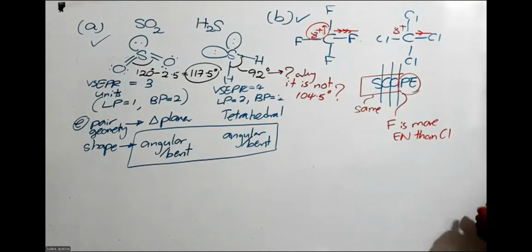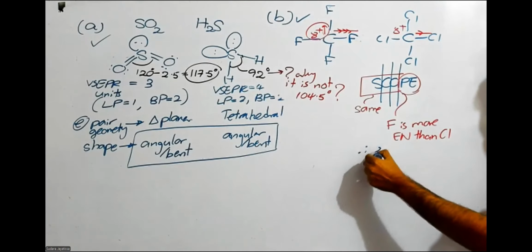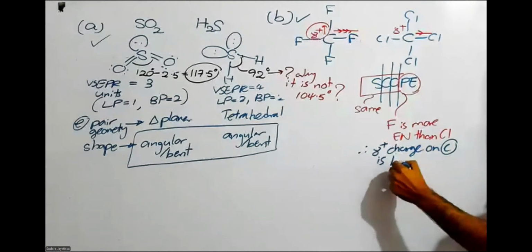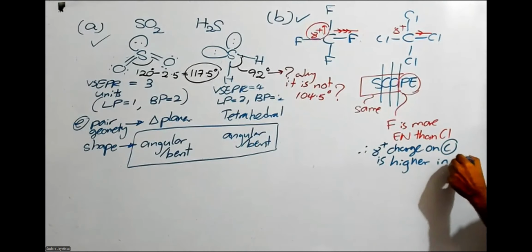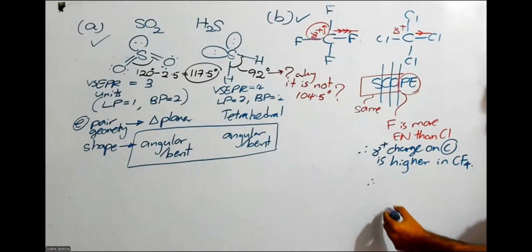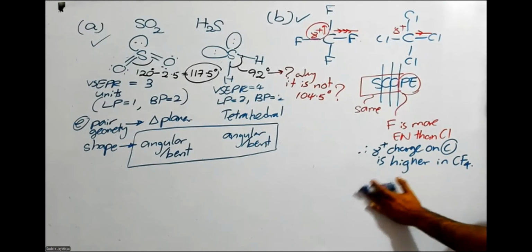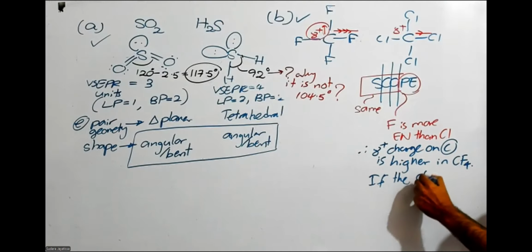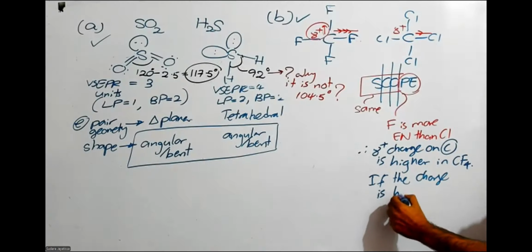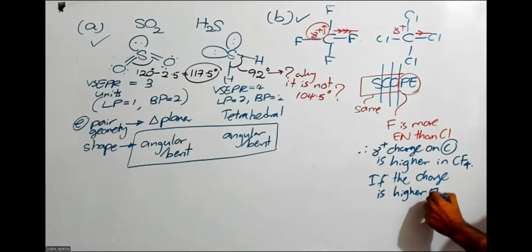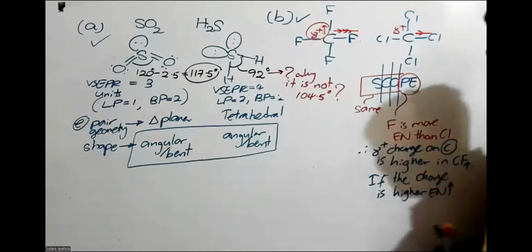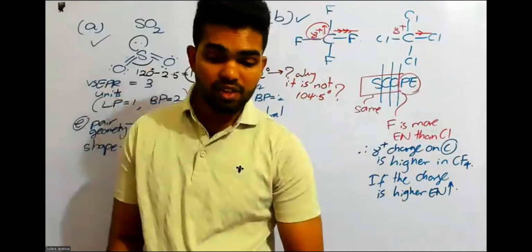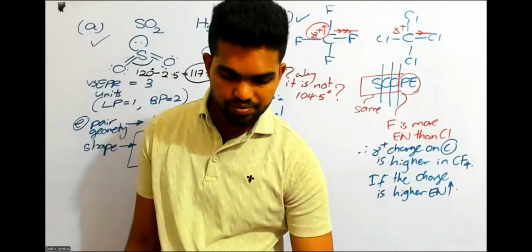Okay, fluorine is more electronegative than chlorine. Therefore, the delta positive charge on carbon is higher in CF4. Therefore, if the charge is higher, electronegativity is also higher. Understood? So this statement is correct. CF4 is the one having higher electronegativity. That is correct.